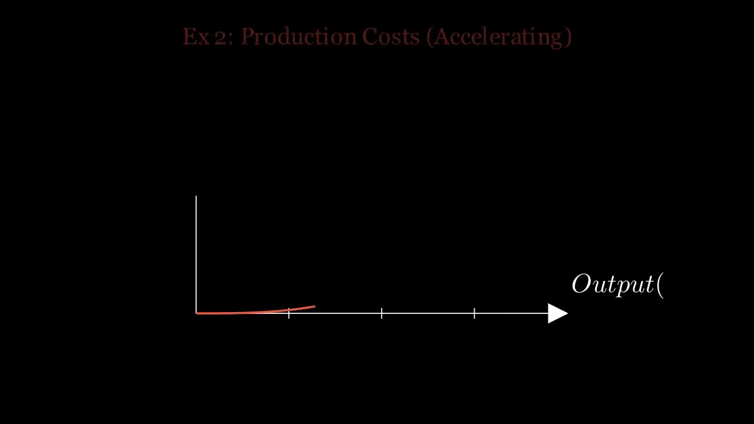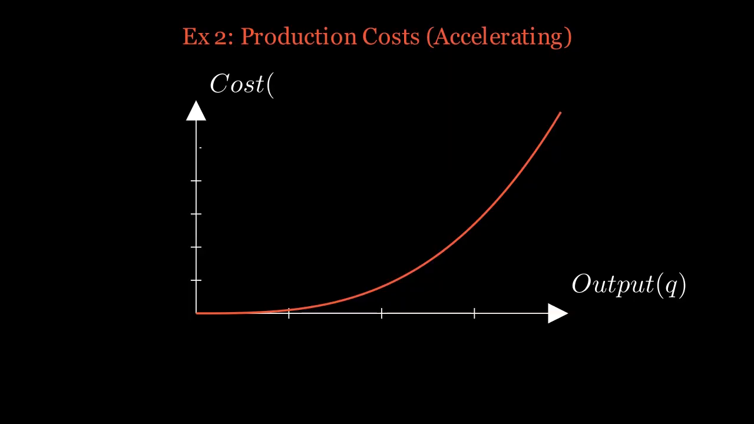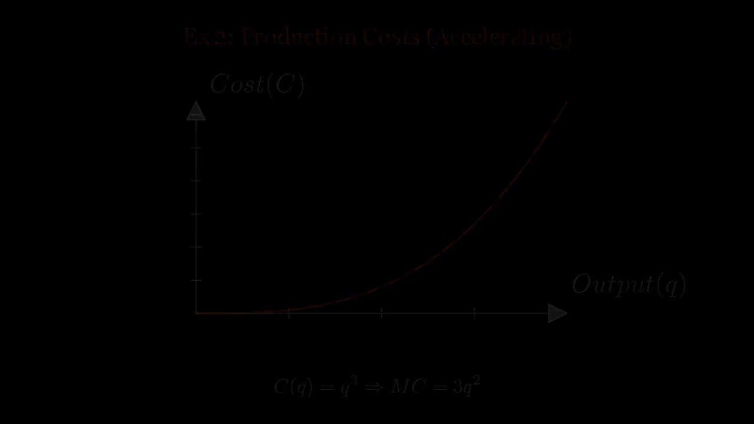Now, consider production theory and costs. A typical short-run cost function might look like c(q) = q cubed. Applying the power rule, the marginal cost is MC = 3q squared. This tells us that as production scales, the cost of producing the next unit increases at an accelerating rate due to factors like inefficiencies or limited factory space.